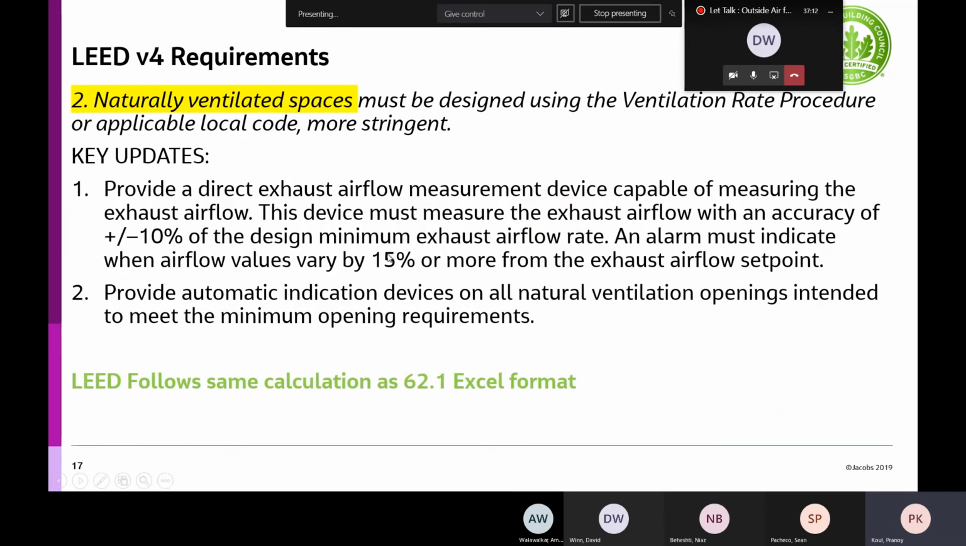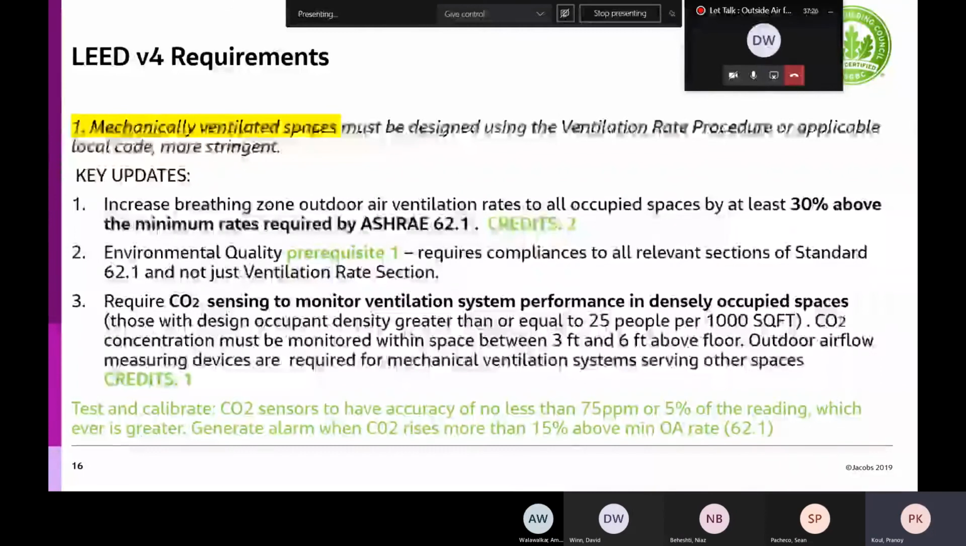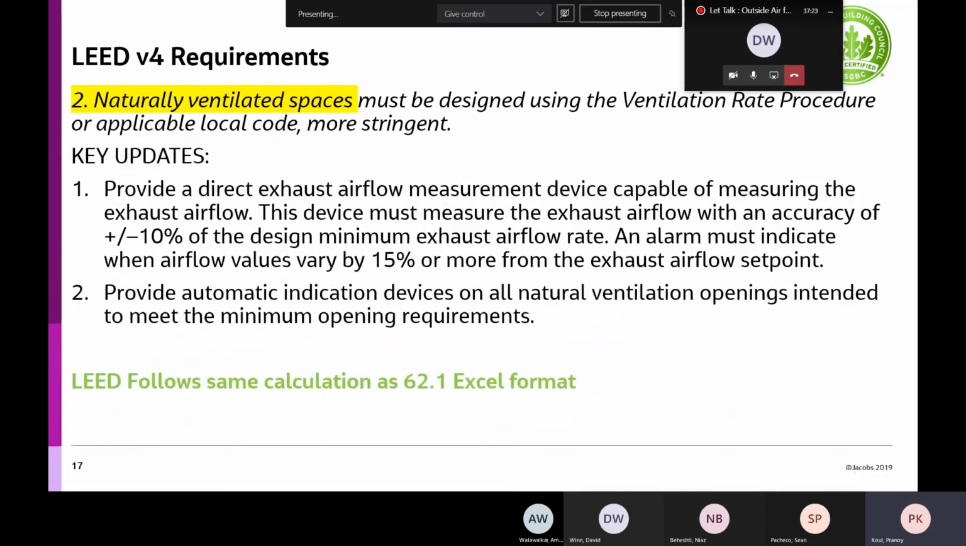Okay, so the LEED v4 requirements continuing to the naturally ventilated spaces. Before naturally ventilated spaces, I talked about the mechanically ventilated spaces. So naturally ventilated spaces have to be, again, designed according to the ventilation rate procedure. And some of the key updates are essentially the same as those of the mechanically ventilated spaces. There are not a lot of updates or dissimilarities with regards to the first one.